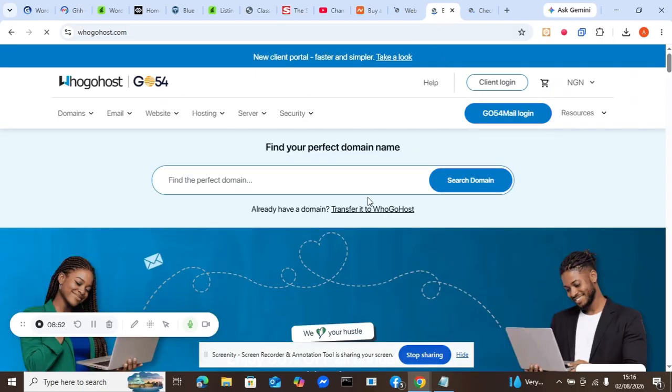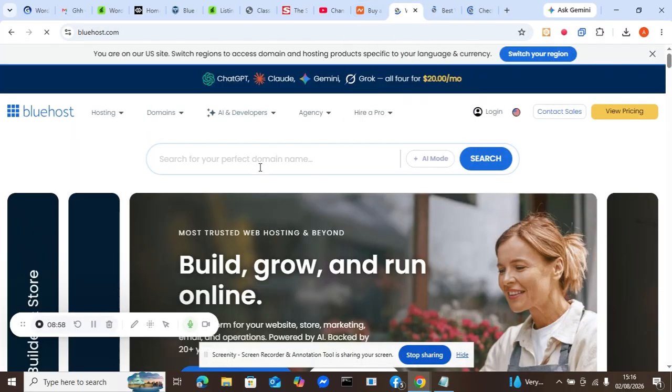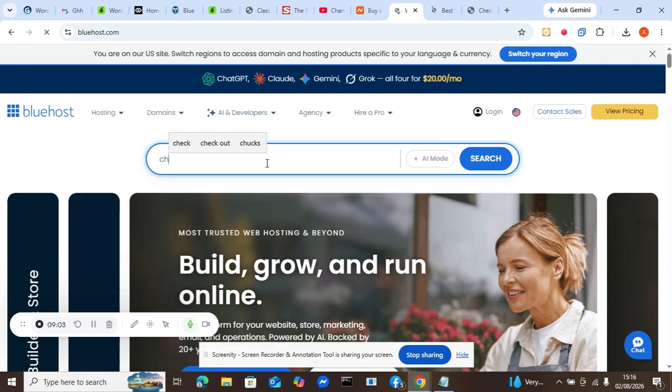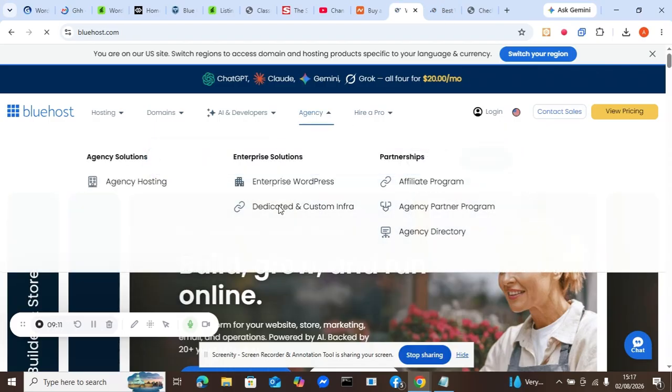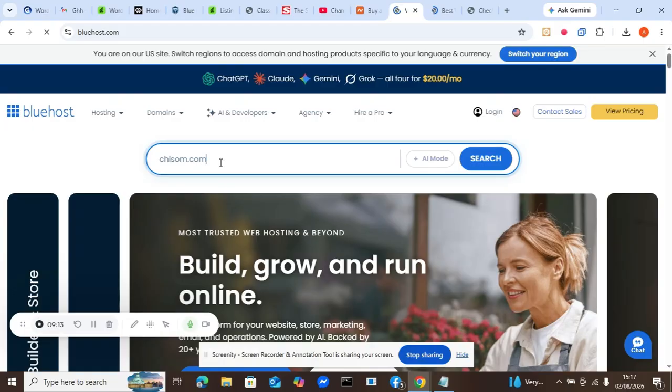Then I can also search here. Let me search the same thing, shisum.com, and then I'm going to click on search. I'm using a different site, but searching the same thing. Let me see if this one gives me a positive response while the other gives me a negative response. Let me check if that is going to happen.